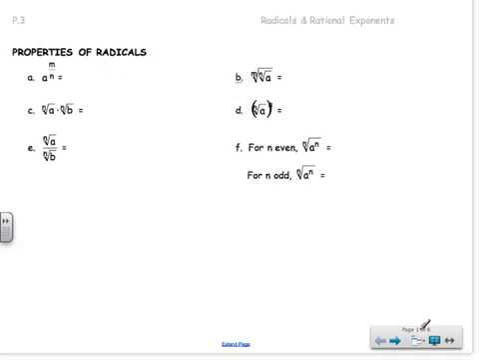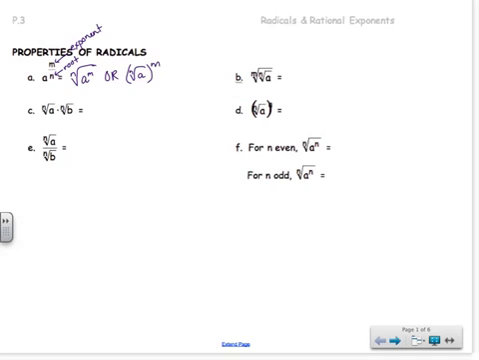What you want to remember here is that when you have a rational exponent, the numerator is your exponent and the denominator is your root. So I can rewrite this as the nth root of a to the m, or as the nth root of a to the m.